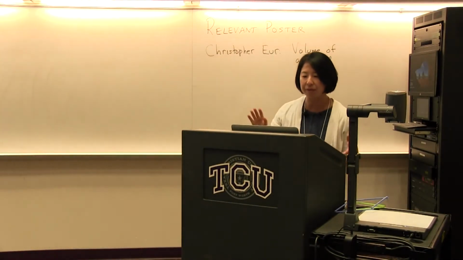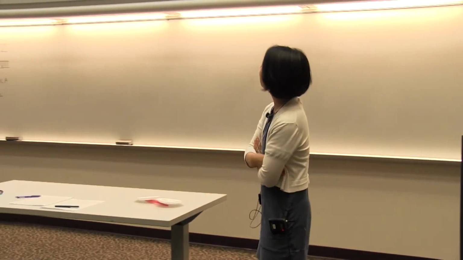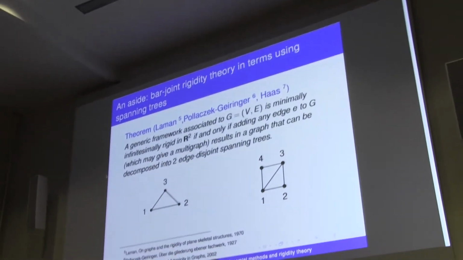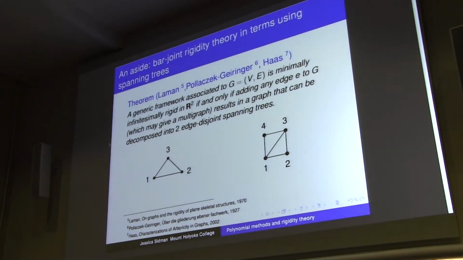Just briefly, before I go to the proof, I want to give an aside saying that you can actually restate the Lemon-Polachek-Geringer theorem in this kind of language due to a result of Ruth Haas, who said that it's equivalent to: if I can add any edge to G, and I might have to allow myself to create a multigraph when I do that, I end up with a graph that can be decomposed into 2 edge-disjoint spanning trees.